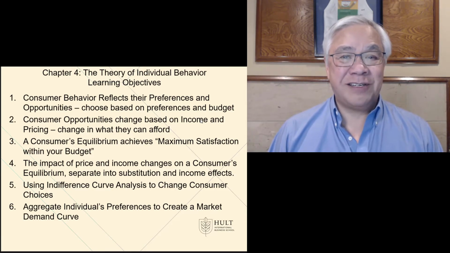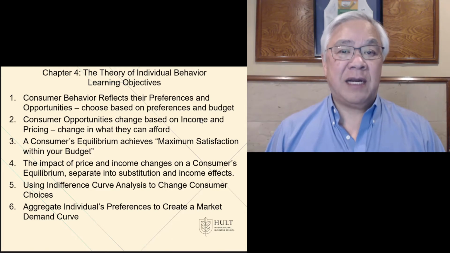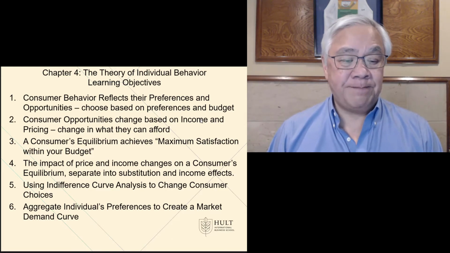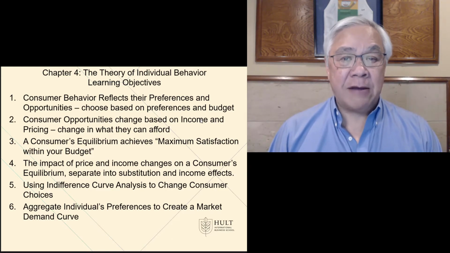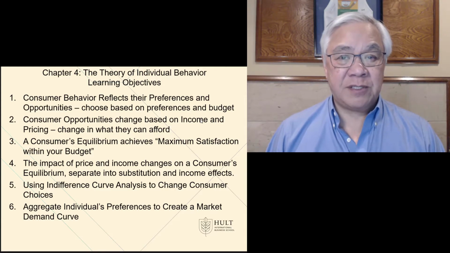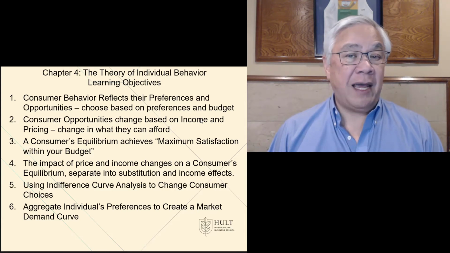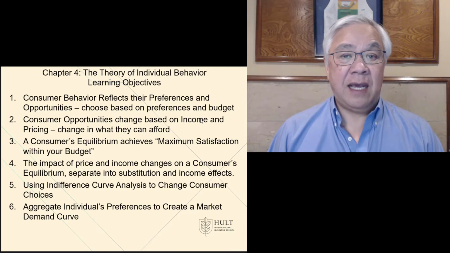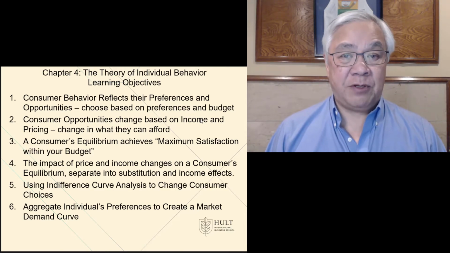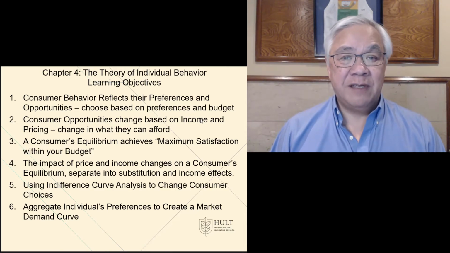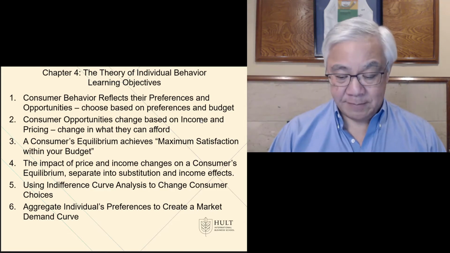You can imagine marketers try to do that all the time, and we'll look at a couple of examples of how that is done. And finally, how do we aggregate from one individual person buying one thing to buying different things at different prices, and then aggregate across all people to get at a market demand curve? So we're going to go from individual choices all the way up to market demand today.